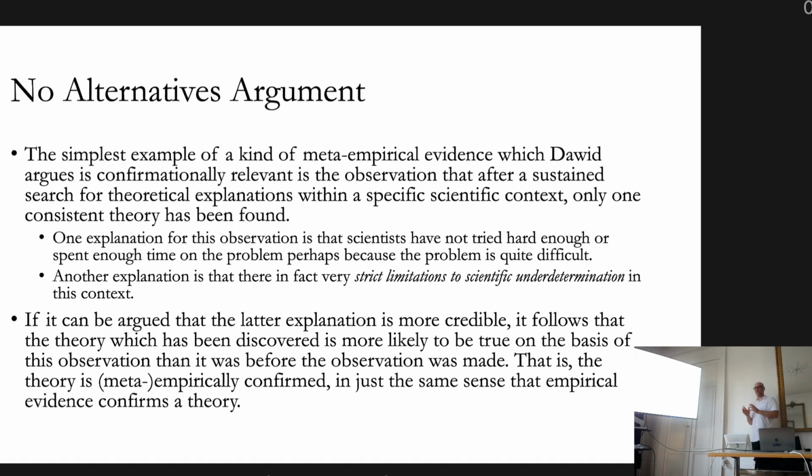But another explanation, and this is the important one for the whole meta-empirical theory assessment paradigm, is that there are in fact very strict limitations to scientific underdetermination in this context. It's not that it's just hard to find other explanations, or scientists haven't been smart enough, or spent enough time. Rather, there are very few theoretical options that can explain what we want to explain. Now, I'll talk more about limitations to scientific underdetermination very shortly, but this is an alternative explanation. If we imagine that the theory space is really constrained, then that would explain why scientists have only found one explanation after searching very hard for them.